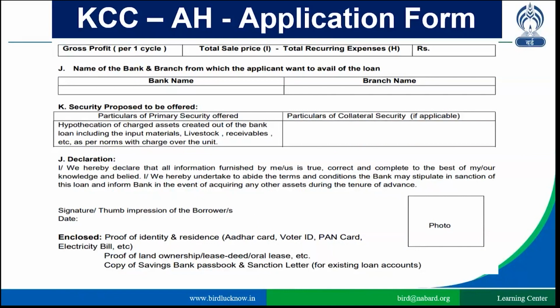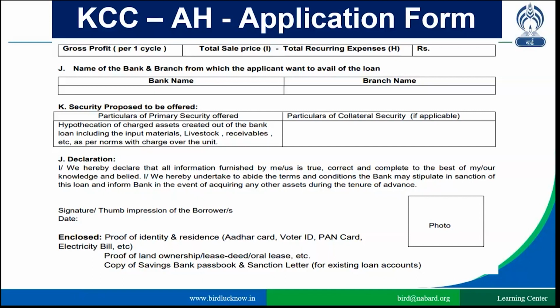Then security may be required. It is a standard format for small and marginal farmers, oral lessees, and even big farmers, so all things are there. Last is proof of identity and residence: Aadhaar card, voter ID, PAN card, electricity bill, etc.